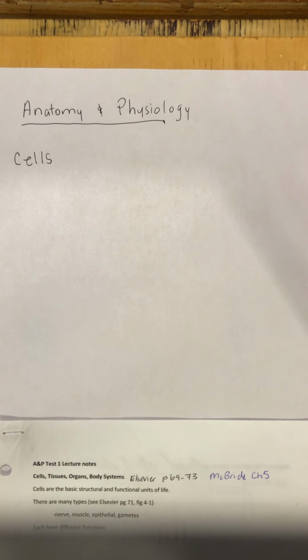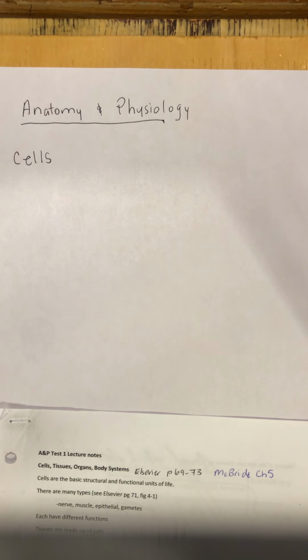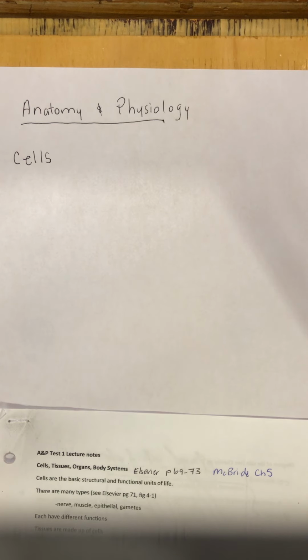Different types of cells include nerve cells, muscle cells, and epithelial cells, which make up the skin and some of the surfaces of organs. Gametes are the sex cells, so sperm and egg. Basically any type of cell in the body. There are so many different kinds. Each individual cell has an individual function, and the entire body isn't made up of just individual cells. What those cells do is they group together and they make up tissues.